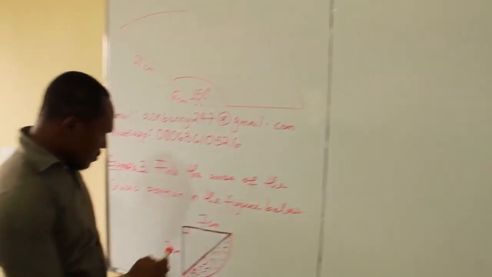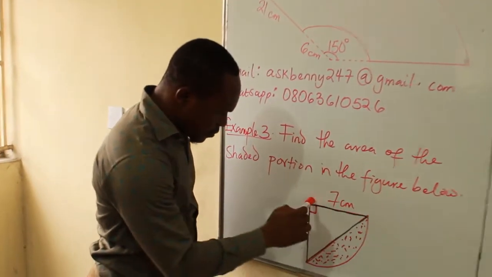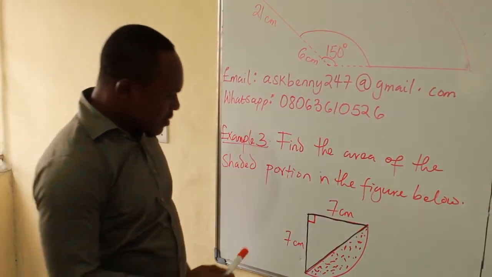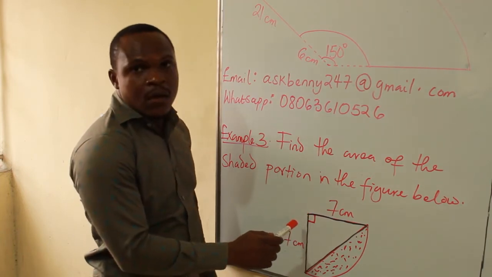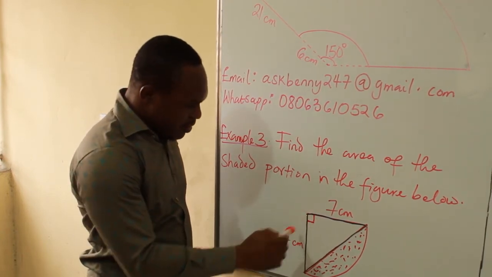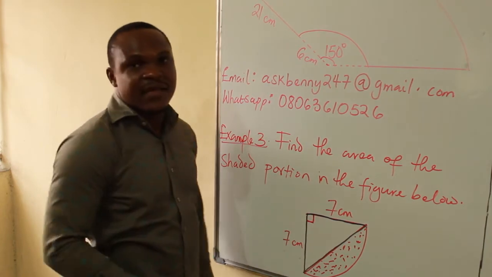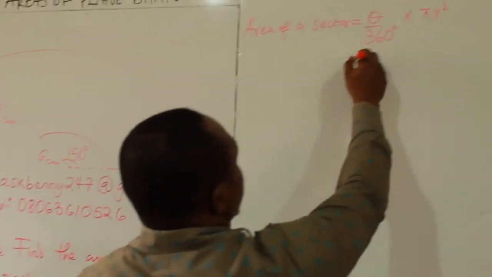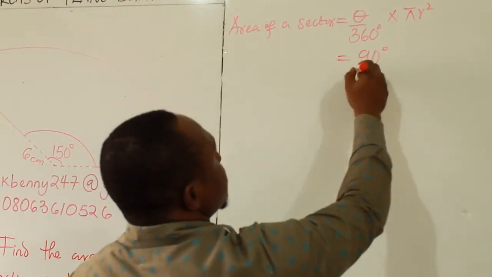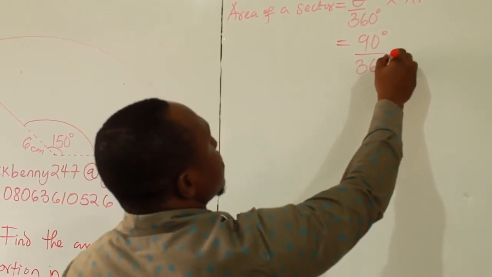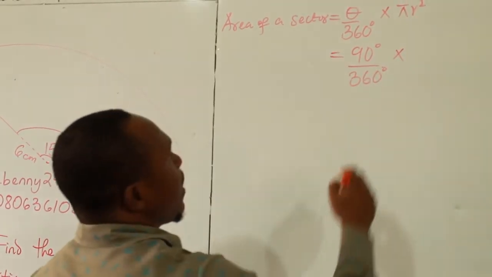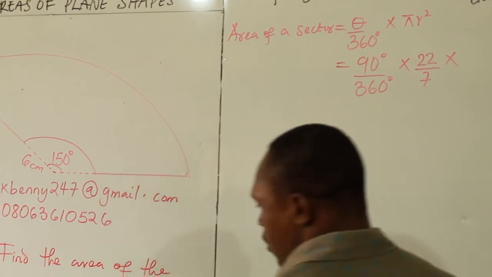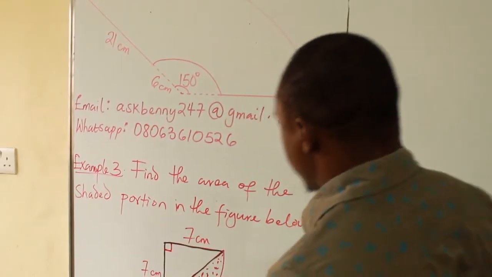Now, looking at the figure we have here, our theta represents the angle at the center of this sector. If you look at this, it shows that we have a 90-degree angle. So I will input that here as 90 degrees divided by 360 degrees times our pi, which is 22/7, times our radius, which is 7 centimeters.